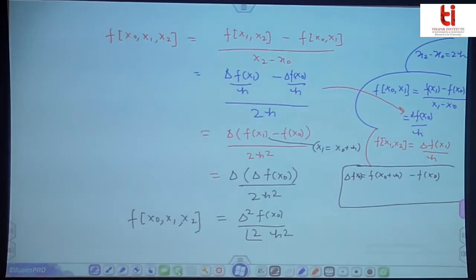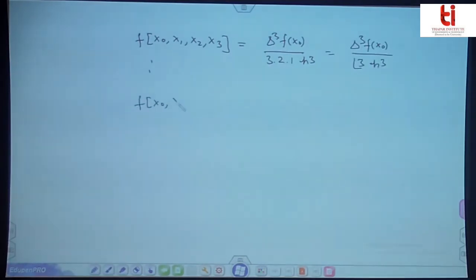Similarly, you can compute the value of f[x0, x1, x2, x3]. The value is coming out to be Δ cube f(x0) upon 3 into 2 into 1 into h cube. Okay, so Δ cube f(x0) upon factorial 3 h cube. Similarly, you can compute the value of f[x0, x1, ..., xn] equal to Δ n f(x0) upon factorial n h raised to power n.